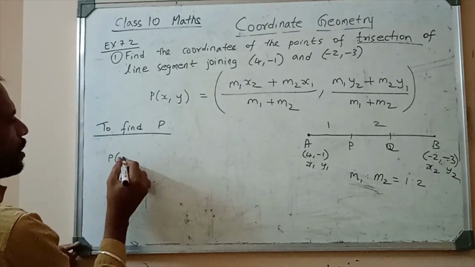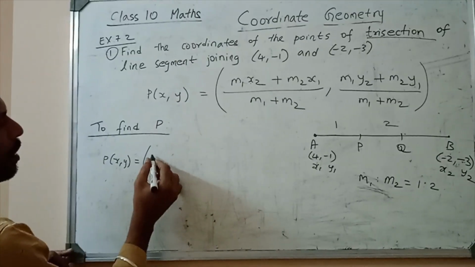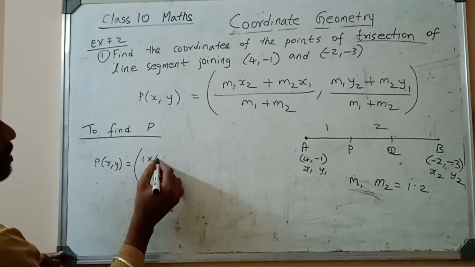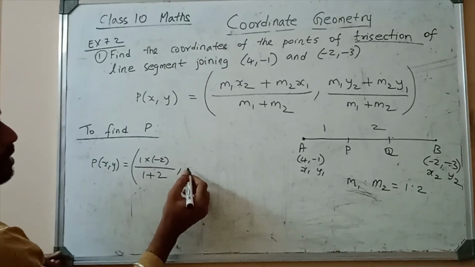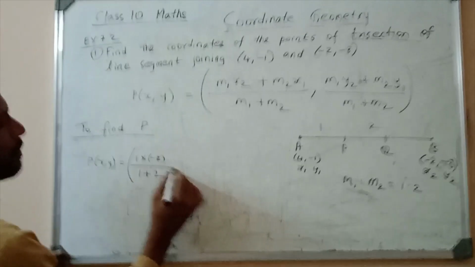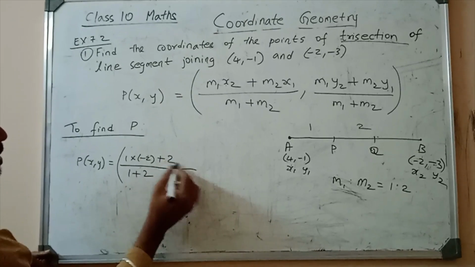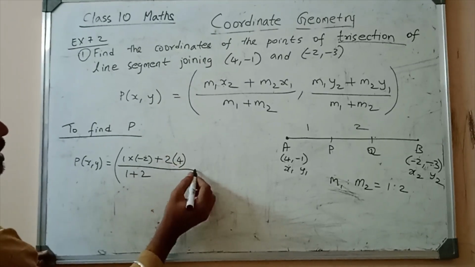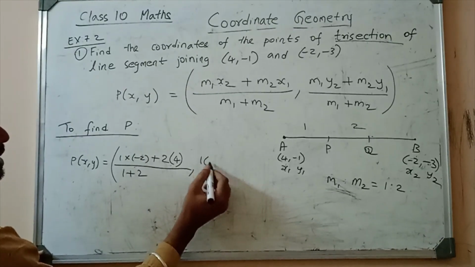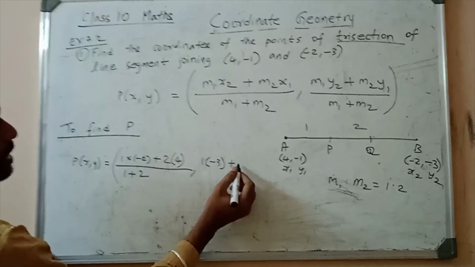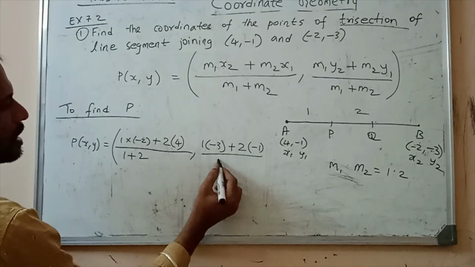So P of x comma y is equal to (m1 x2 plus m2 x1) divided by (m1 plus m2), comma (m1 y2 plus m2 y1) divided by (m1 plus m2). Substituting in the numerator: m2 x1, m2 value is 2 and x1 value is 4; m1 y2, m1 value 1 and y2 value is minus 3; plus m2 y1, m2 value 2, y1 value minus 1, divided by m1 plus m2, 1 plus 2.